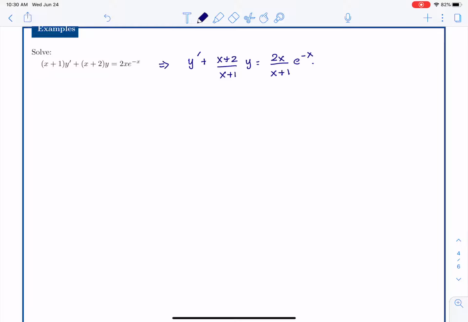And now we can make a direct comparison to the first order linear equation that we had, which will give us p to be equal to (x plus 2) over (x plus 1), and g of x to be equal to 2x over (x plus 1) times e raised negative x.